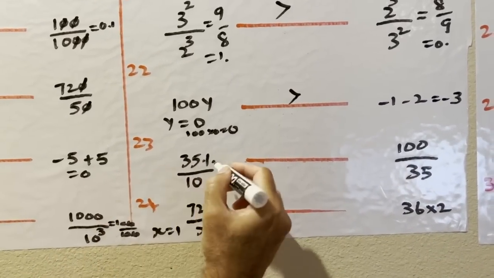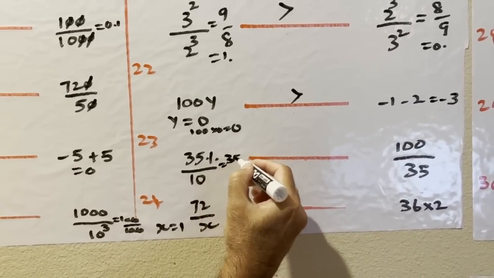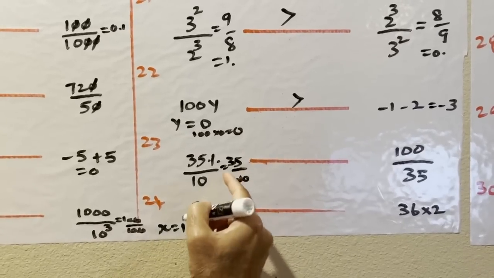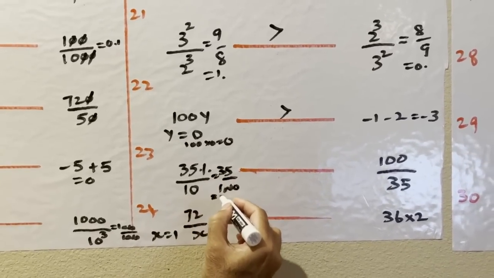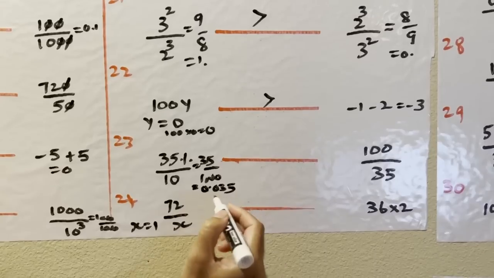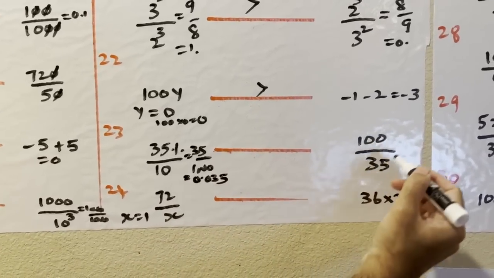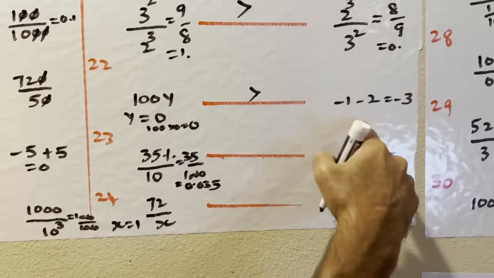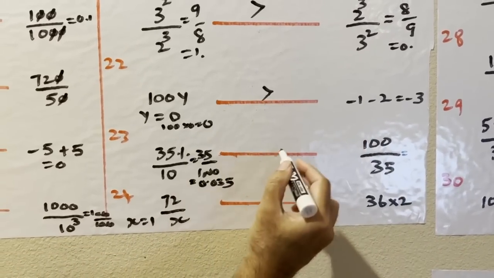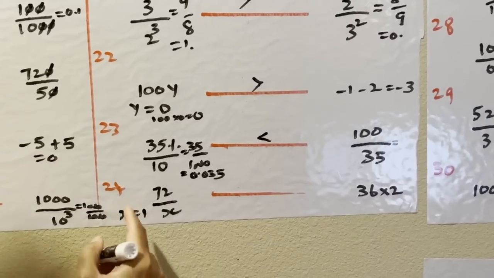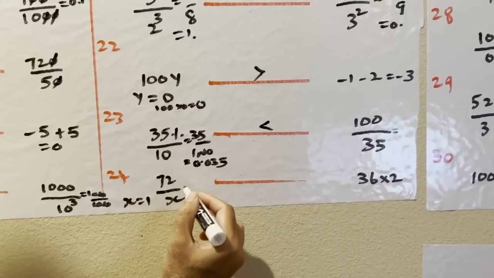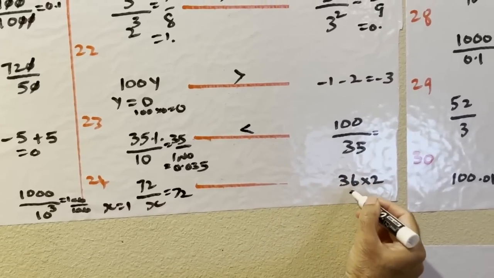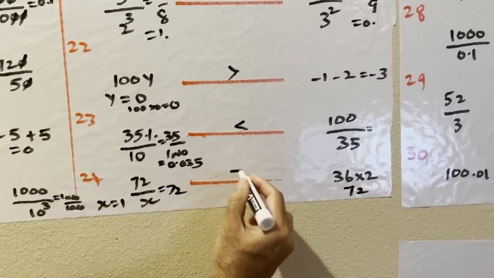35% by 100. 35% is 35 by 100. Already there is 100, so it becomes 1000, which is equal to 0.035. Here 100 by 35. It's a positive quantity. Almost greater than 2. So here obviously this is greater. 72 by x when x equal to 1 equal to 72. 36 times 2 is 72, which is equal.